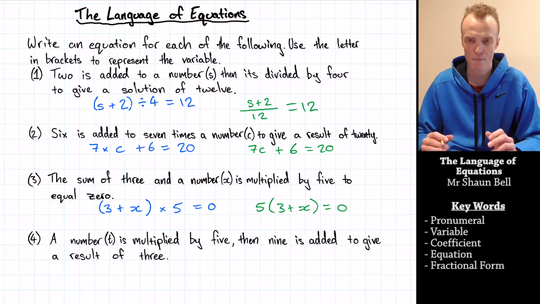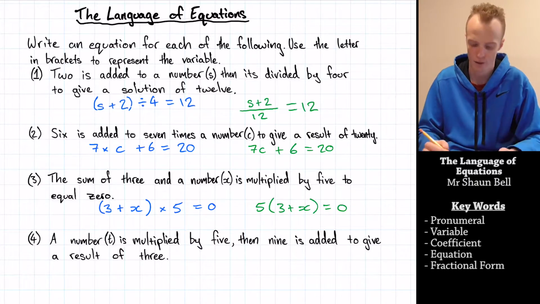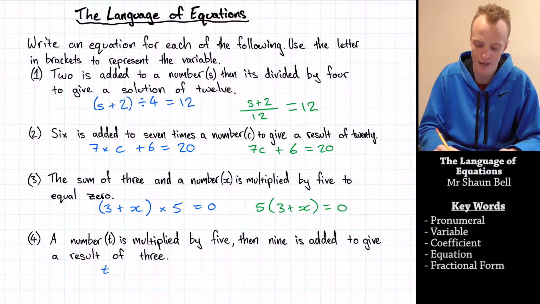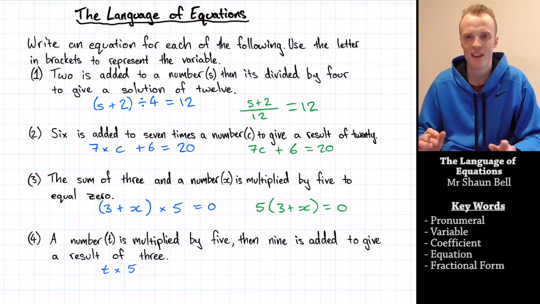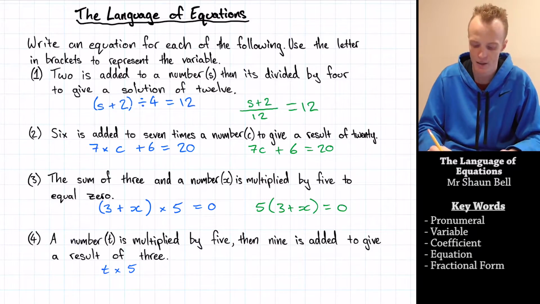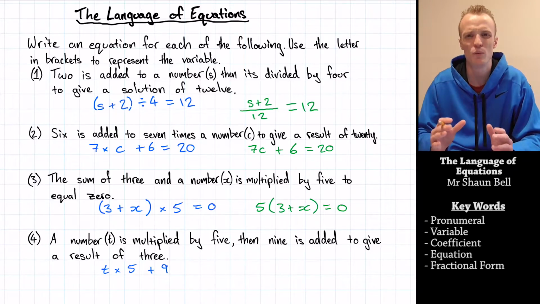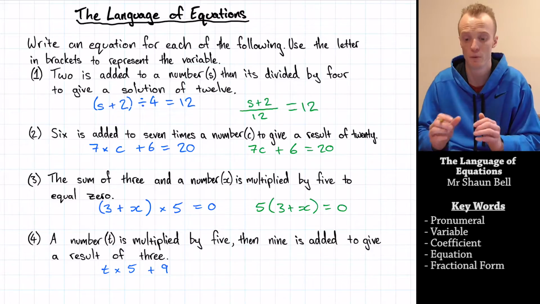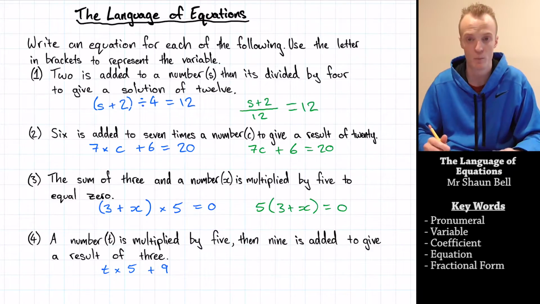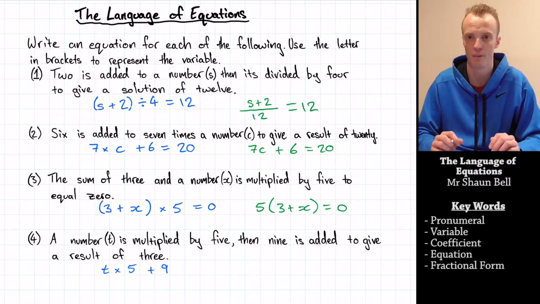First, we've got a number, t, is multiplied by 5. So we write this as t multiplied by 5. Then 9 is added. So we plus 9. Now we've got to decide here, do we need brackets? BEDMAS says we do multiplication before addition. So in this statement, we would go t times 5 before adding 9. So we're okay without brackets.